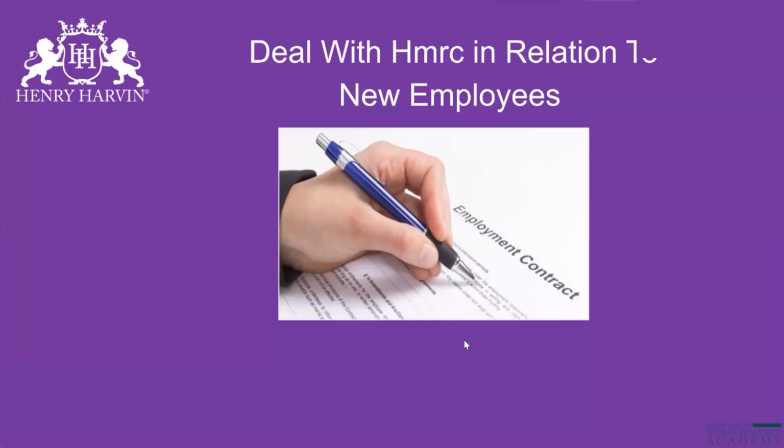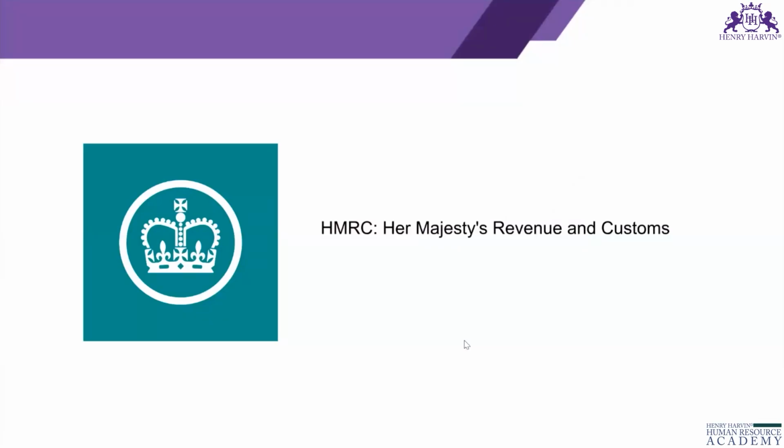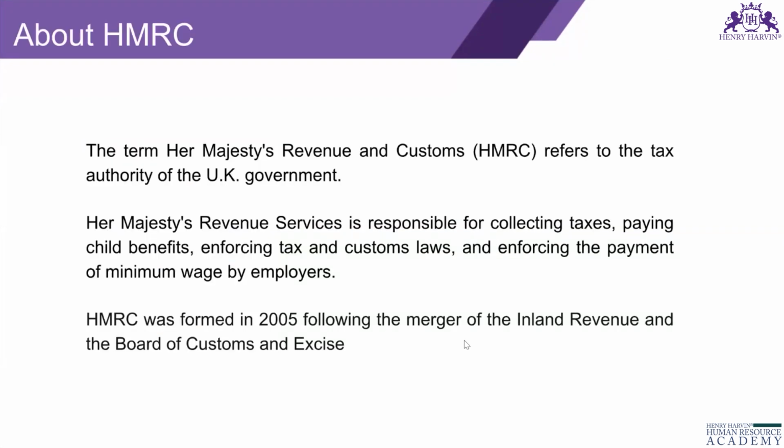Dealing with HMRC in relation to new employees. If there is a new employee, what are the important things that we need to follow? What does HMRC ask? This is the full form that I've already told you. Her Majesty's. If you want to write it down, you can, or else you can see it in the module. You'll always see this crown on the Her Majesty's Revenue logo, the HMRC logo. The term Her Majesty's Revenue and Customs refers to the tax authority of the UK government.